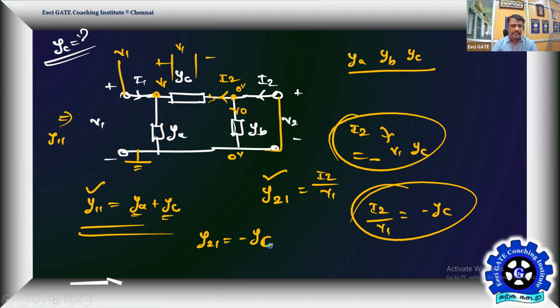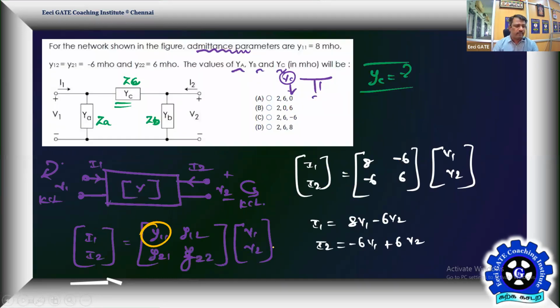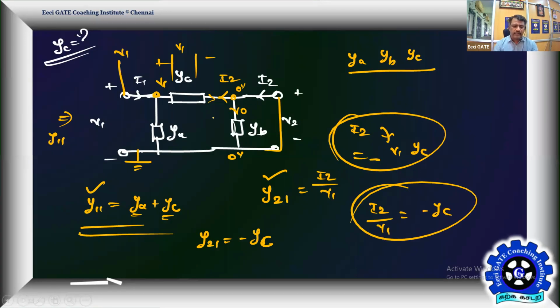Yes, take only that data. What is Y21 given? Problem is simplified. Y21 or Y12 is equal to minus 6. So then it is going to be minus 6, so then it is going to be minus YC. If that is the case, YC is equal to 6 mho.